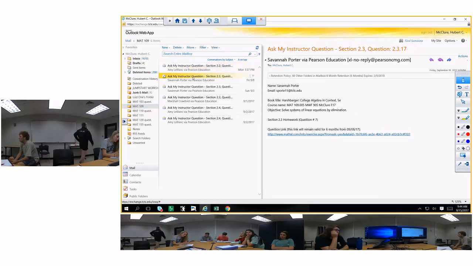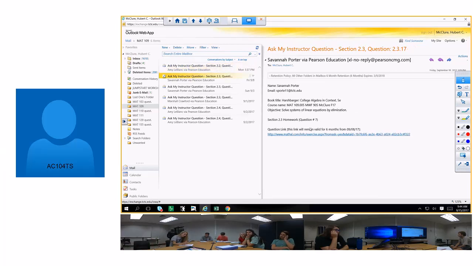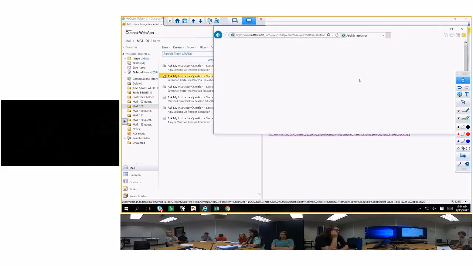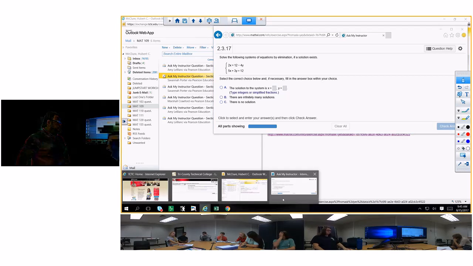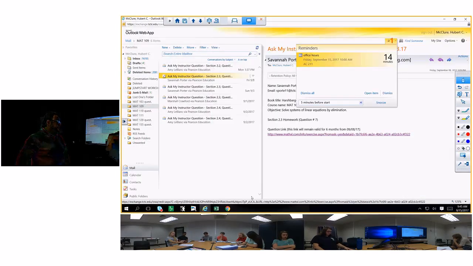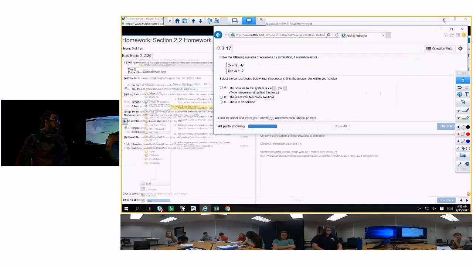This is 2.3, 17/7. Okay, solving systems of equations. Before we go into this problem, I want to go into a quick PowerPoint because we only got 15 minutes. So let me go to it right quick. Hold on just a second. And I'll show you the 3 methods of solving systems of equations.